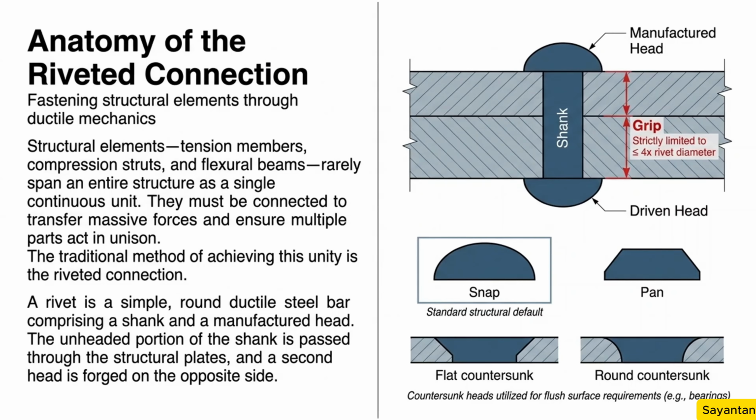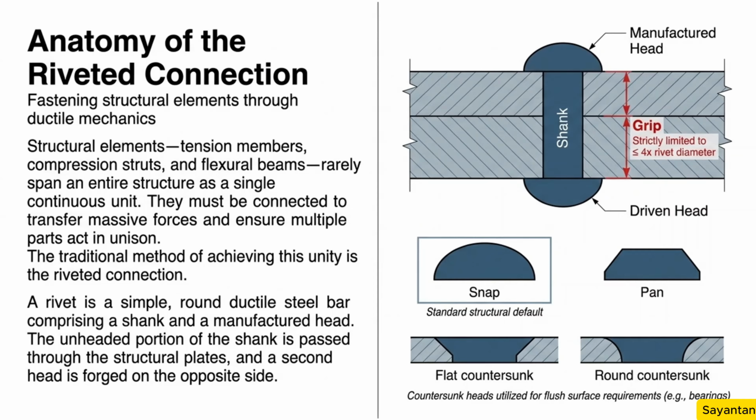and a preformed manufactured head. During installation, the unheaded shank is passed through pre-drilled aligned holes in the structural plates, after which pneumatic force forms a second, or driven, head on the opposing tail end.